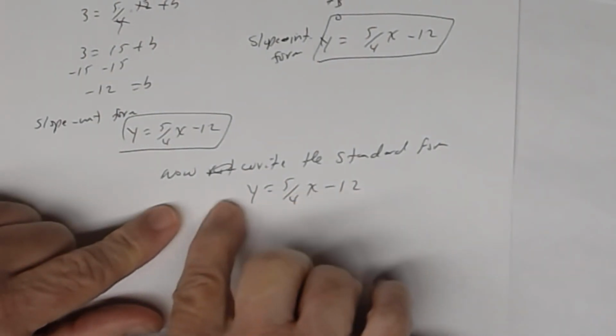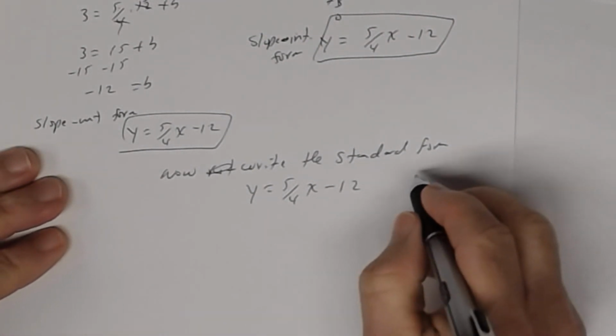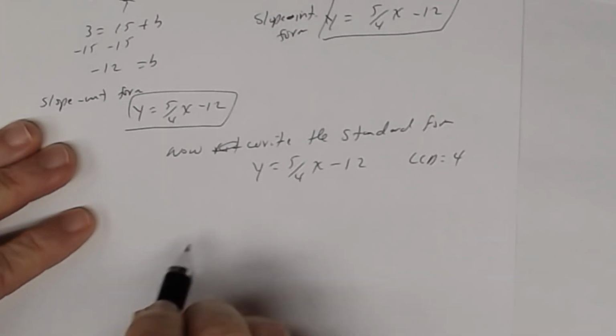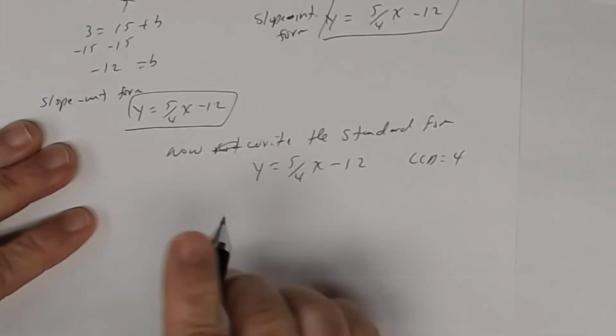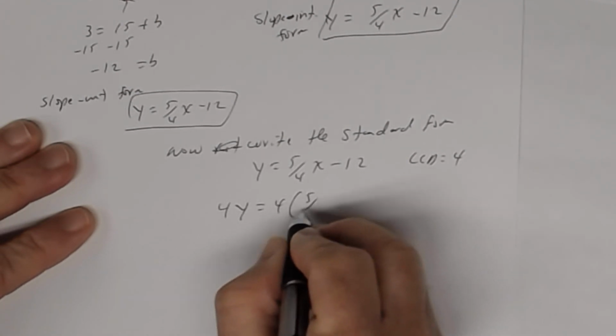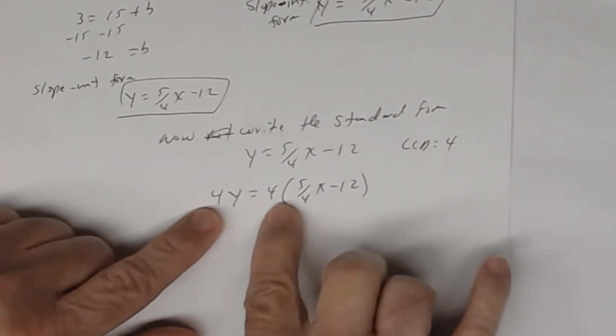So we're going to multiply both sides by the least common denominator. So the least common denominator here is 4. So I'm going to multiply both sides by 4 to get rid of those fractions. So I get 4 times y equals 4 times 5/4 x minus 12. So what you do to one side, you do to the other.